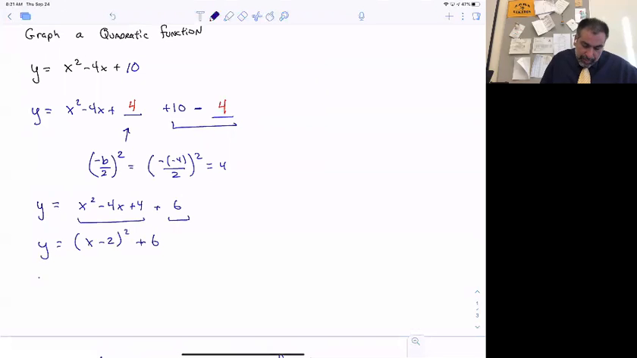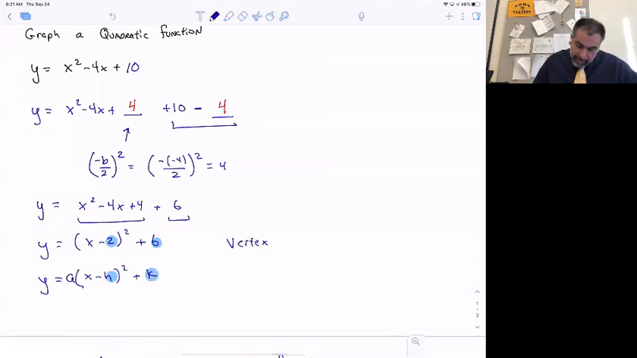If you remember from before, the form we're looking at is a times (x minus h) quantity squared plus k. We have a match now. We know our h value is 2 and our k value is 6. So the vertex of this parabola is located at the point 2 comma 6. And that's the answer we're looking for.